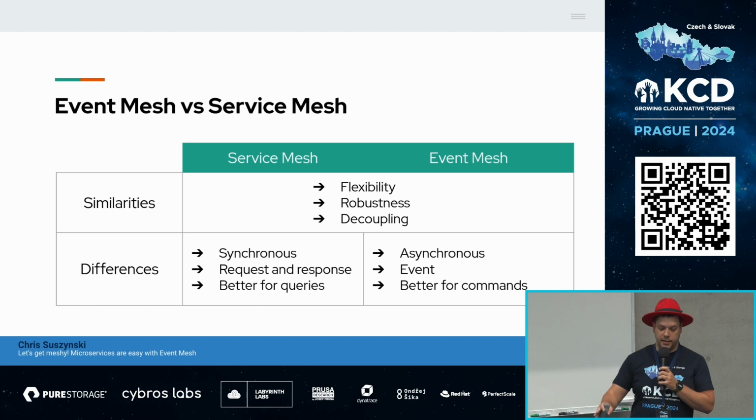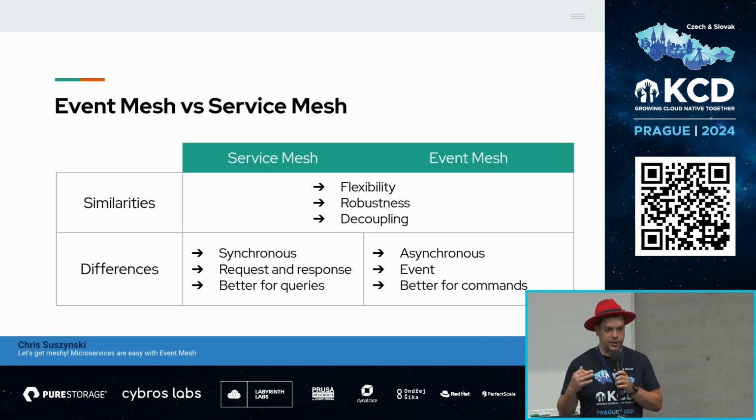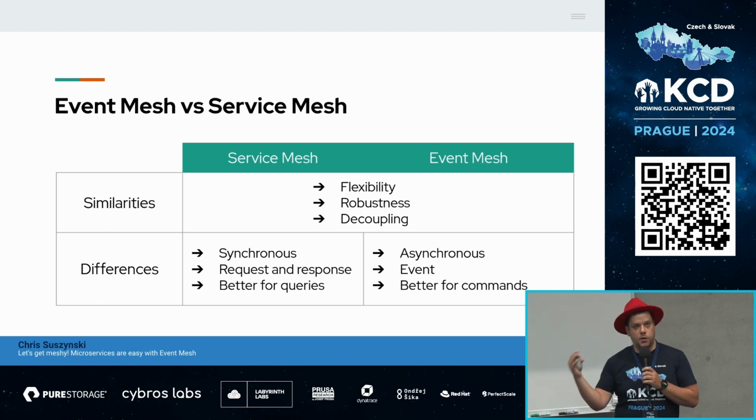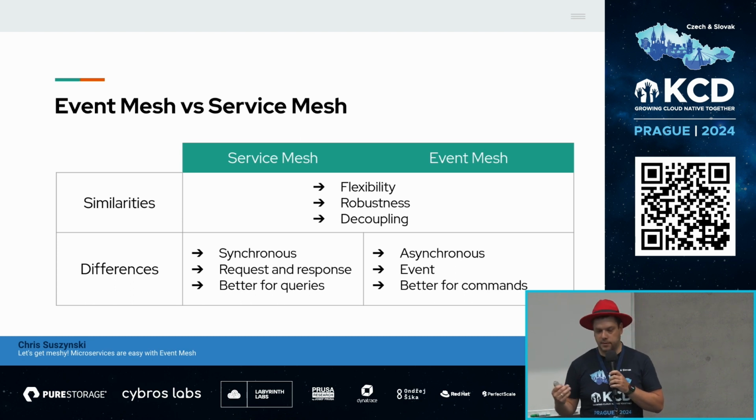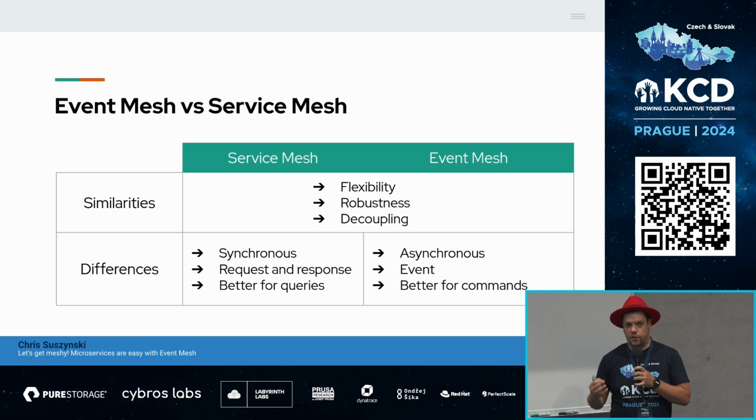And here is some comparison between service mesh and event mesh. Both of those have the same similarities like flexibility, robustness, decoupling between applications, but there are key differences. Service mesh is for synchronous operations, for request-response type of operations, and it's better for queries. And event mesh is basically an asynchronous thing. It's an eventually consistent thing, and it's based on events, of course. And because it's based on events, it's better for commands. It's natural.